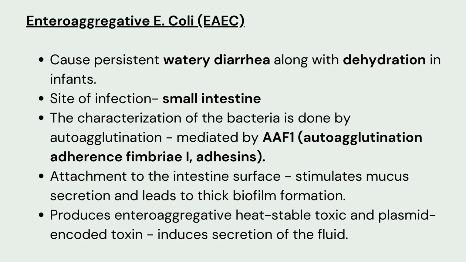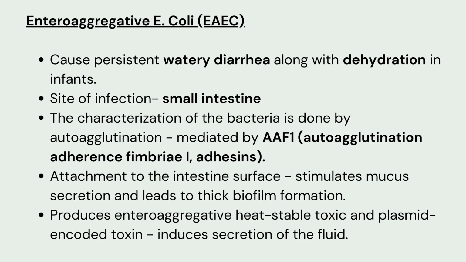Enteroaggregative E. coli. It causes persistent watery diarrhea along with dehydration in infants. The site of infection is the small intestine. The main characteristic of the bacteria is autoagglutination. It has autoagglutination adherens fimbriae 1, and this fimbriae will help the bacteria to adhere to surfaces. So they will attach to the intestine surface.